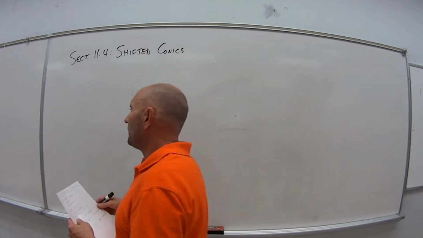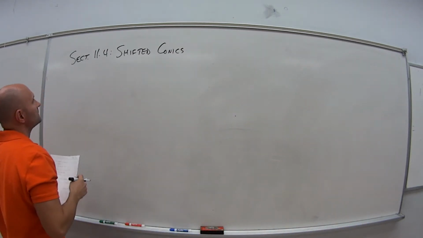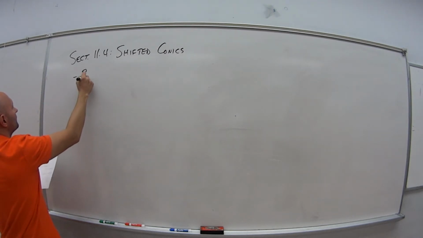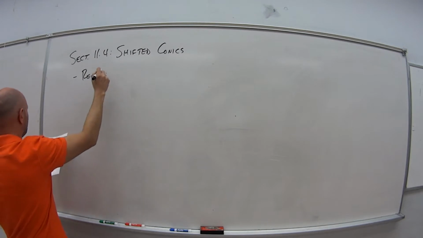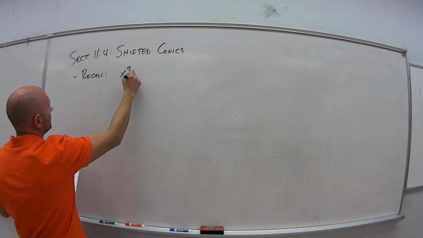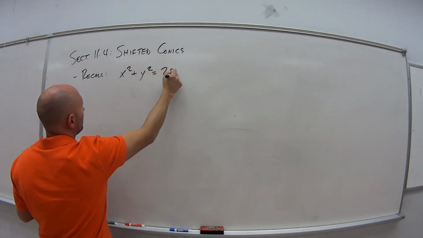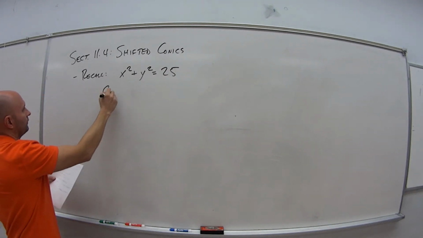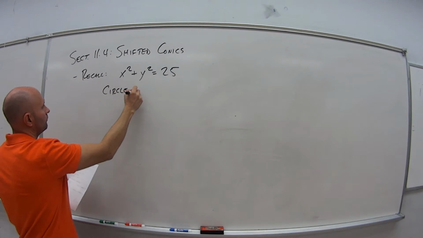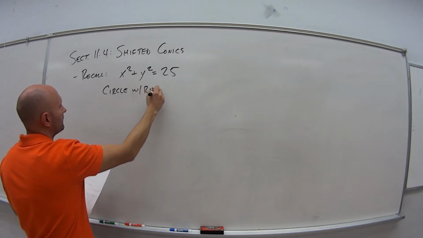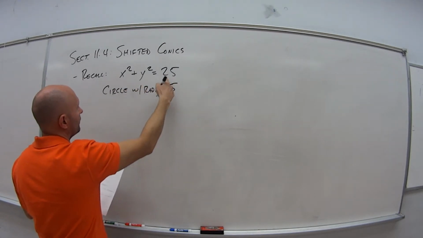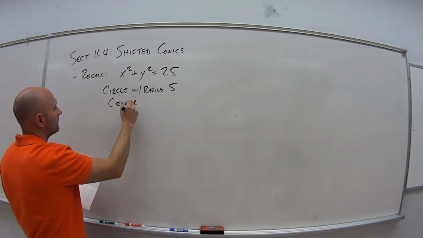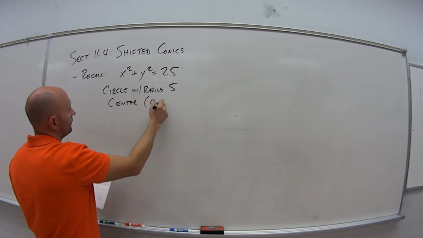So I gave you guys a brief preview of this when we were talking about parabolas, and so let's look at it again. Let's recall if we have the following formula: x squared plus y squared is 25. This is a circle with radius 5 because of the square root of the 25, and the center is 0, 0, the origin.